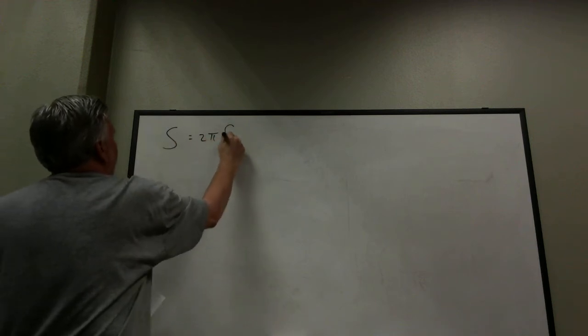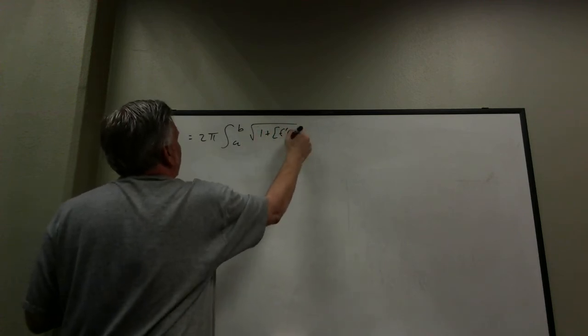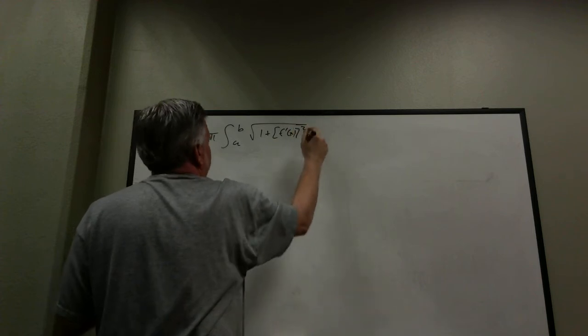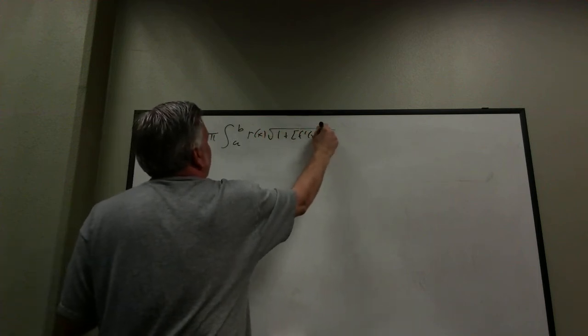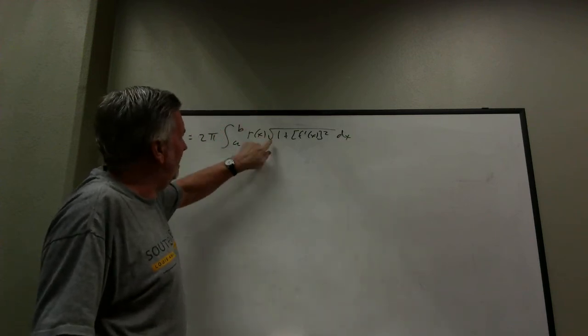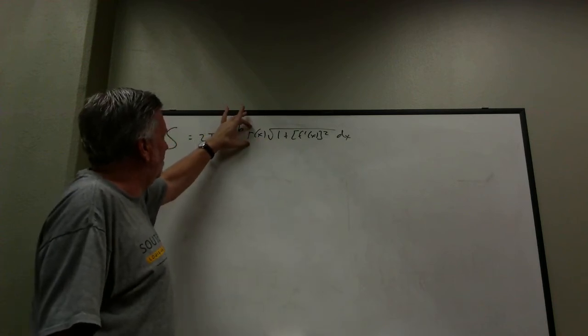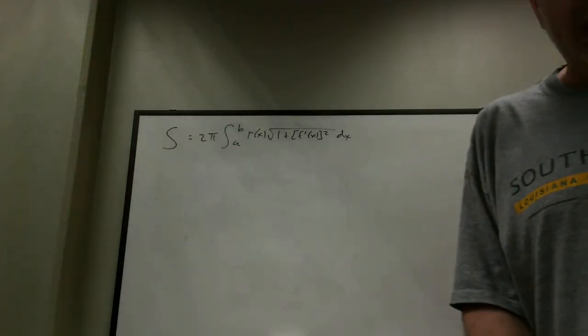The area S of the surface, now here it's capital S, it's given by 2 pi integral from a to b of r of x times the square root of 1 plus f prime of x squared dx. Now I want you to notice that part right there is exactly the same as the arc length formula. The only extra term here, well, you have 2 pi, that's extra. And then you have this r of x up front. Now what does r of x stand for? It's the distance between the graph of f and the axis of revolution.